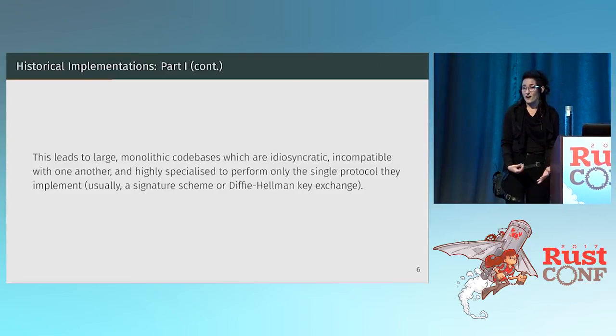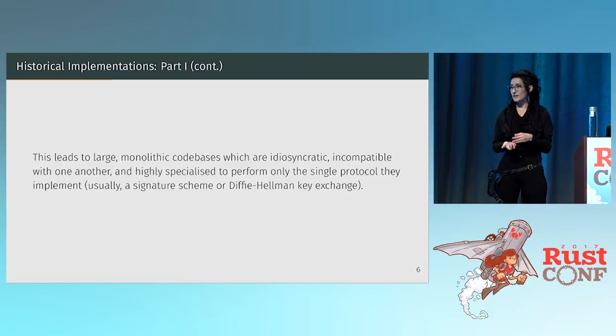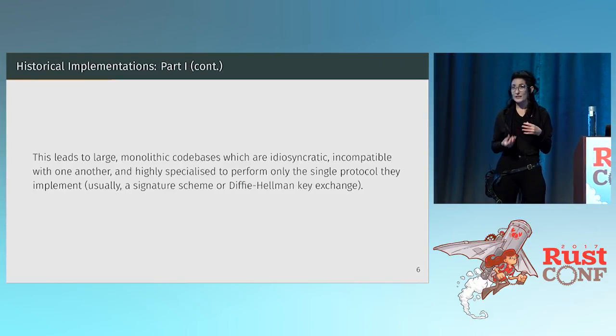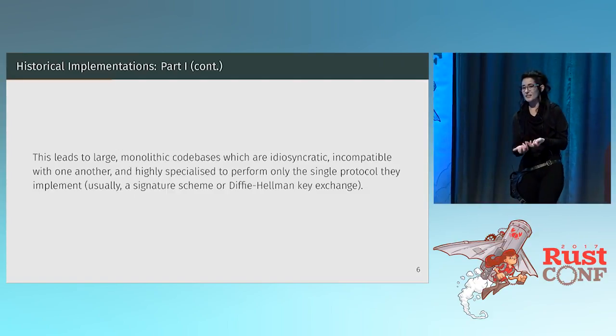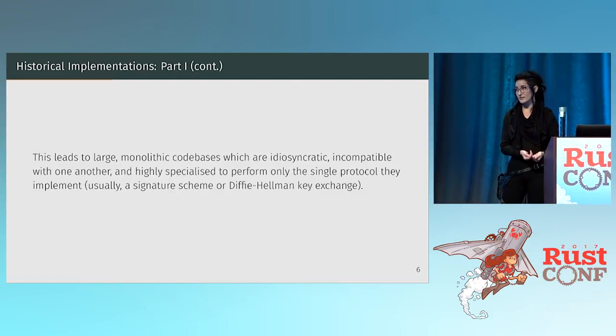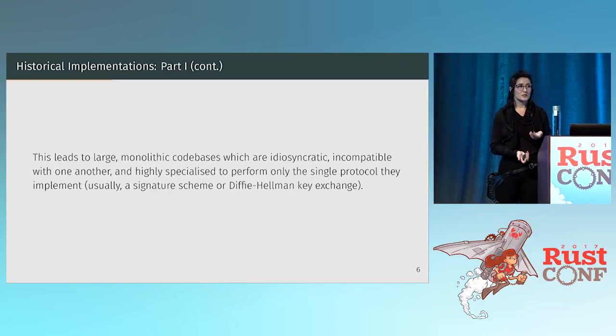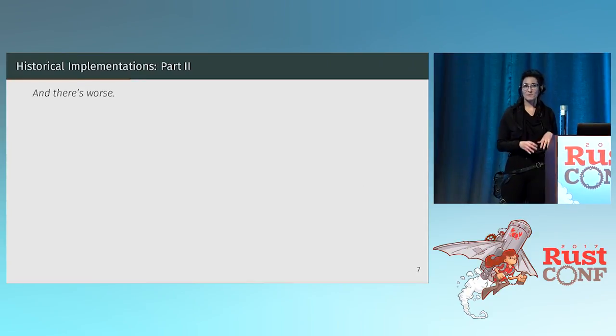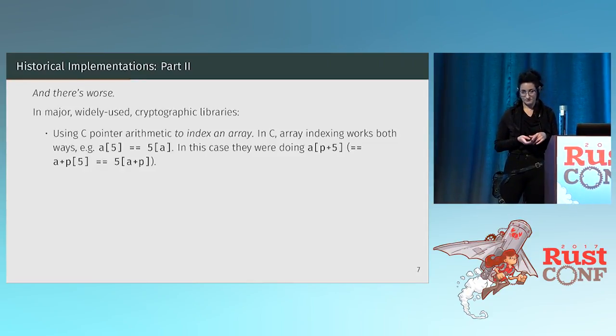So anyway, this leads to large monolithic code bases, which are idiosyncratic. They're incompatible with one another in really hard to debug ways, and they're often highly specialized to perform only the single protocol that they're implementing, which is often signatures or key exchange. And there's just no consideration that there's the whole rest of the field of cryptography, and you might want to do something other than these two protocols. And there's worse.